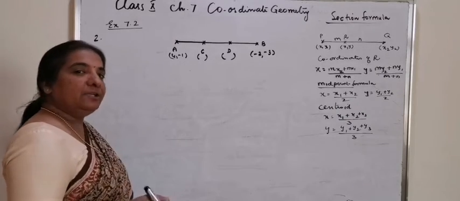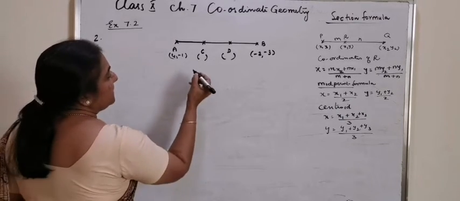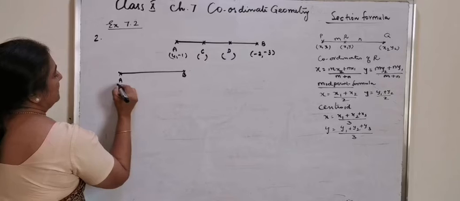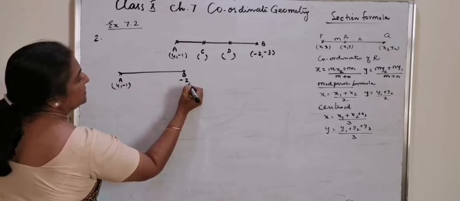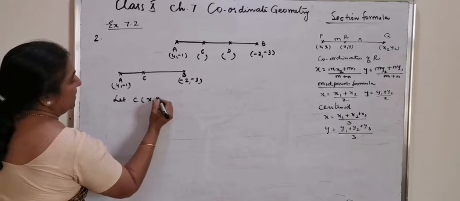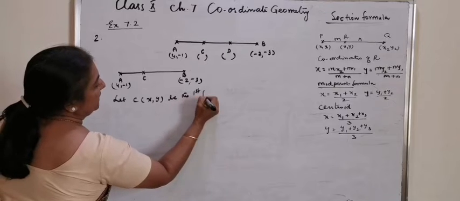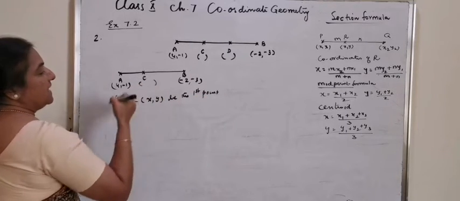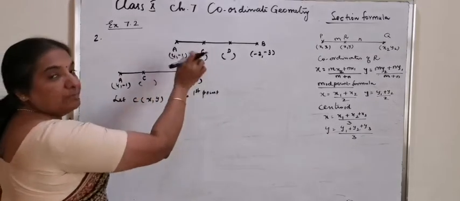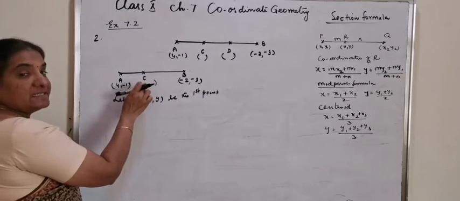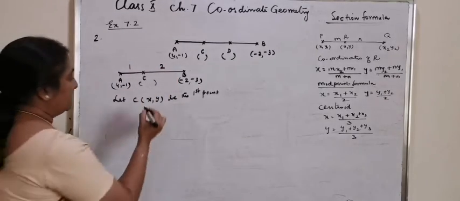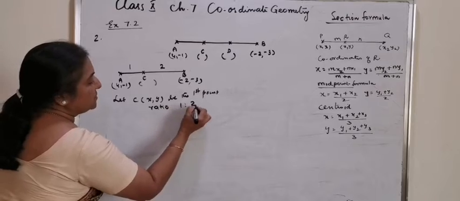This question can be done in 2 different ways. The first method is, for easy understanding, A(4, -1) and B(-2, -3). Let C(x, y) be the first point. If C(x, y) represents the first point, you know by the condition of 3 equal parts that the point C is in such a position that the ratio AC to CB is 1:2. So the ratio is 1:2.